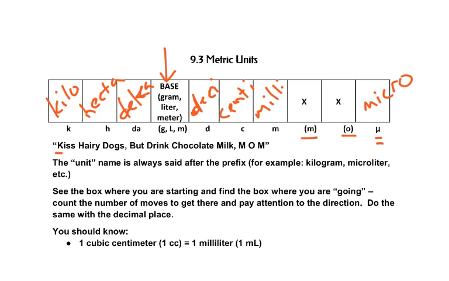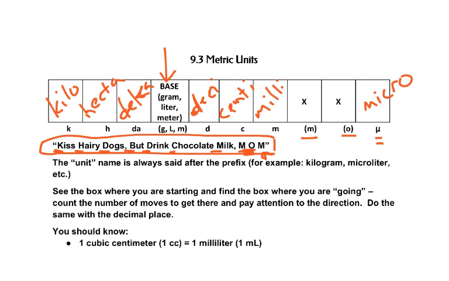So one way to remember this order is this acronym: kiss hairy dogs, but drink chocolate milk. So kiss is kilo, H is hecta, dogs is deca, but stands for base, drink is deci, chocolate is centi, milk is milli. The M and the O here we don't really use, but the M at the end is micro.